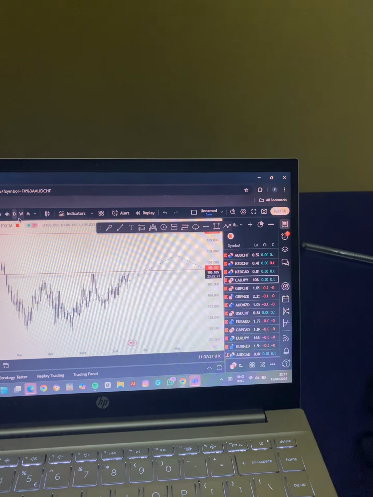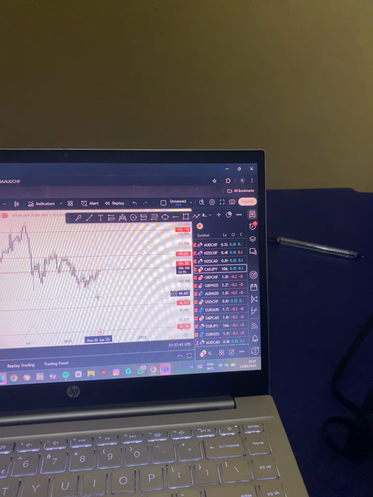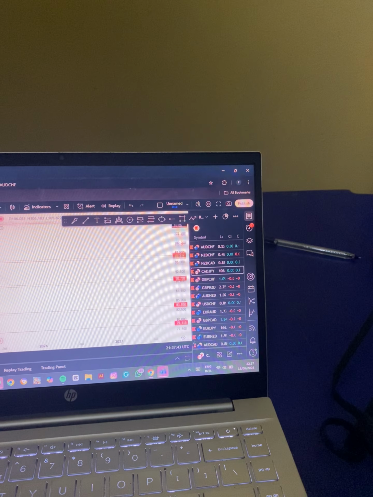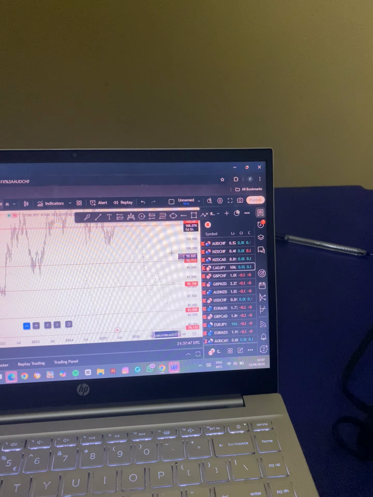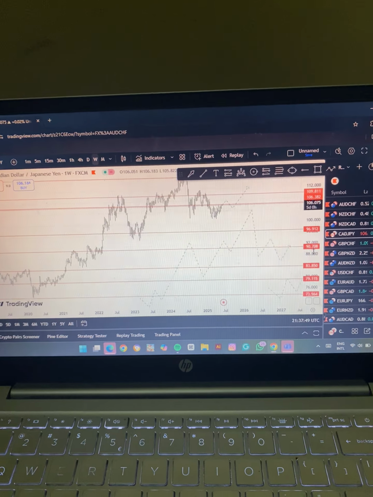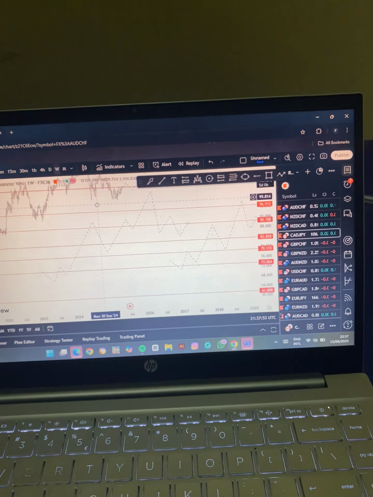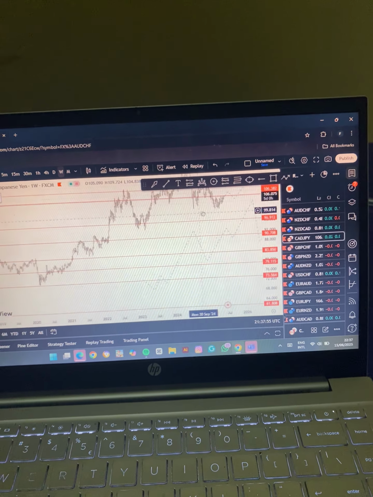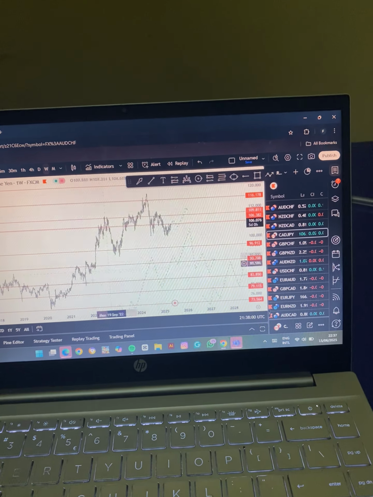Now for this, let's look at the weekly. Let's see what it got for us. To be honest, this trade is tricky because the structure is very tricky. So from the weekly, let's try and analyze it together.